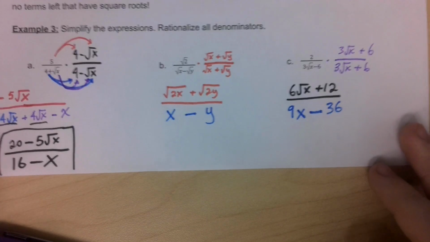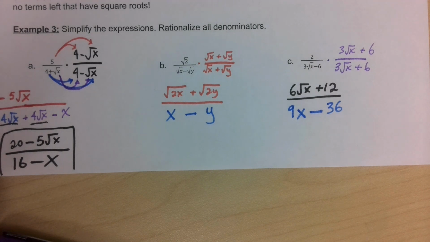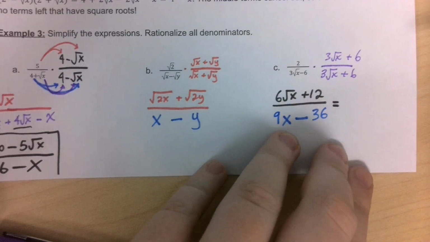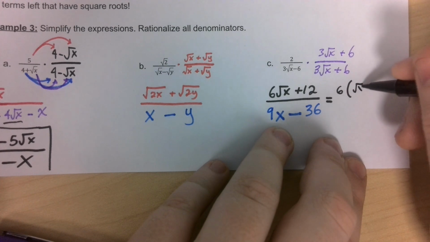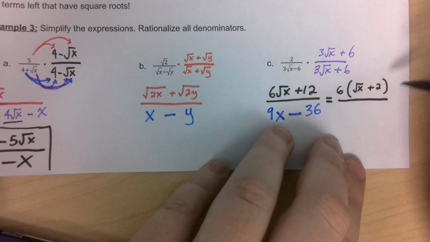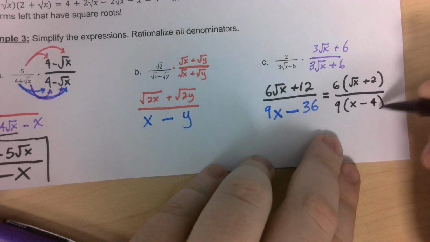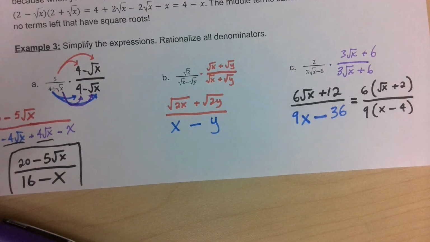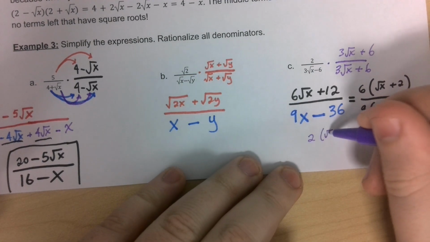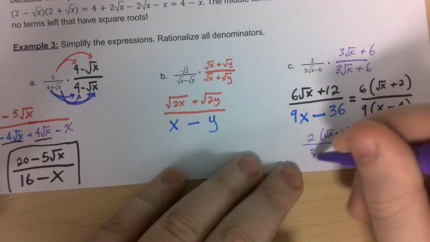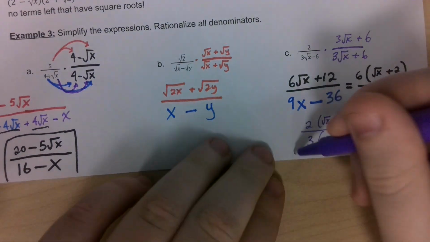We should check to see if anything cancels out on the top and bottom, which actually in this case it does. I apologize. If we were to factor these, like we learned in Unit 7, we could write this as 6 times the square root of x plus 2 over 9 times x minus 4, and 6/9 does in fact simplify. We could write our final answer as 2 square root of x plus 2 over 3 x minus 4. Aha! But we are done.